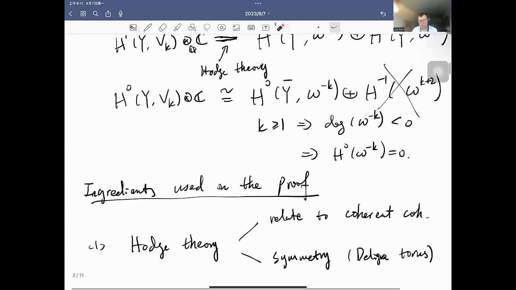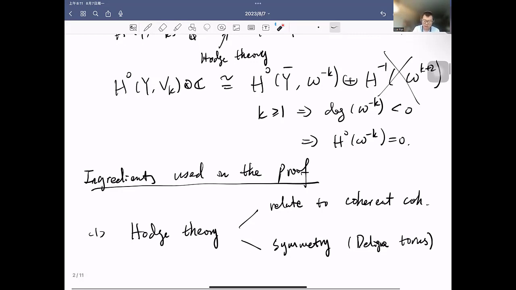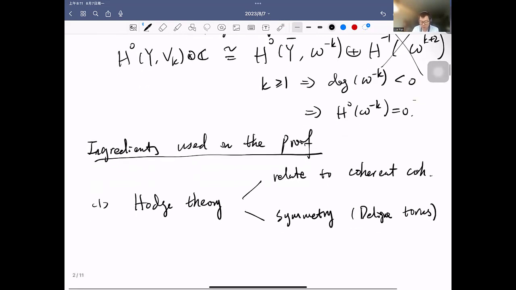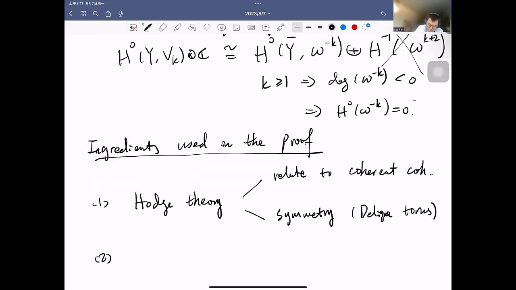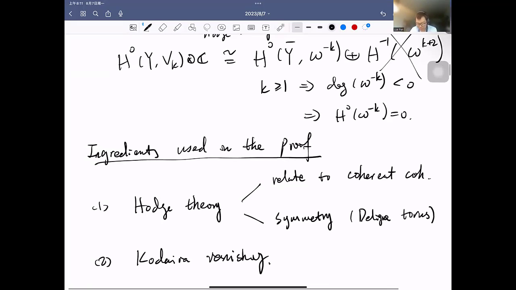And also the positivity of a line bundle is generalized. In general, you're just looking at the ample line bundle, and this kind of vanishing result is exactly what is known as Kodaira vanishing, or Kodaira type of vanishing result. So I will just highlight these ingredients used in the proof.